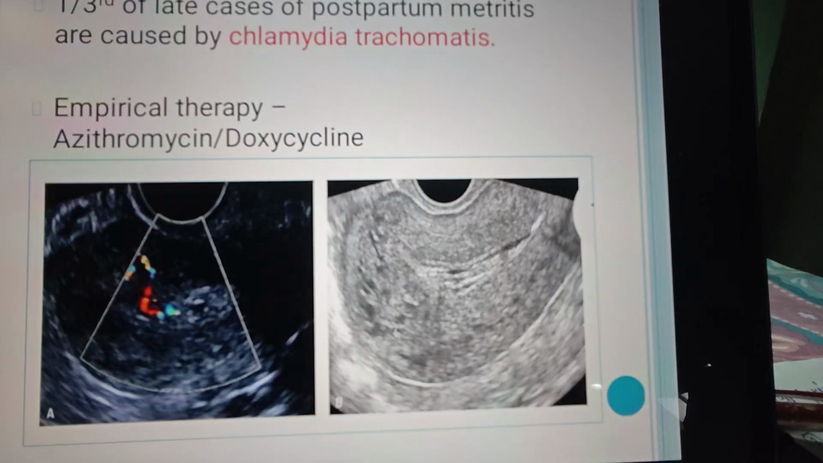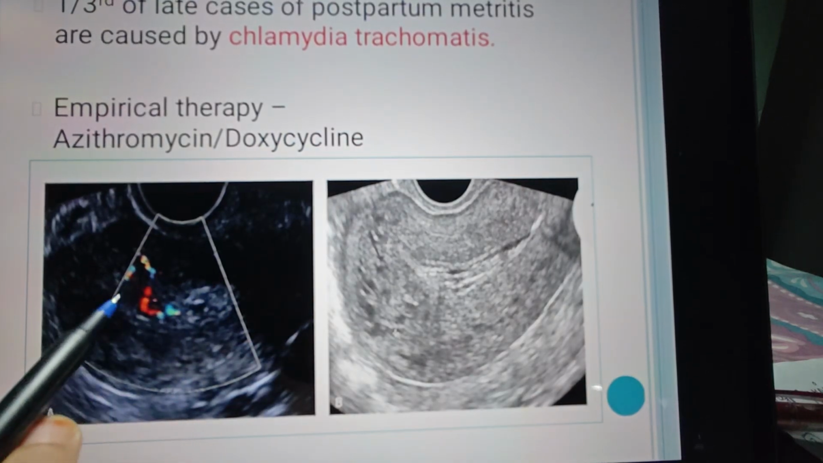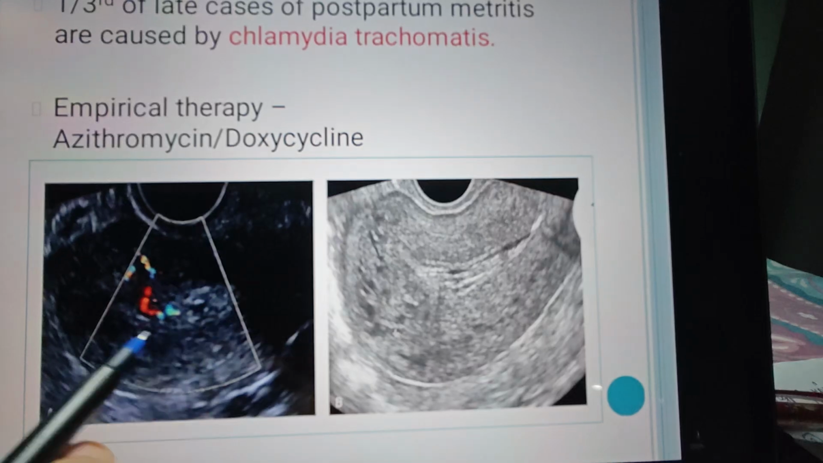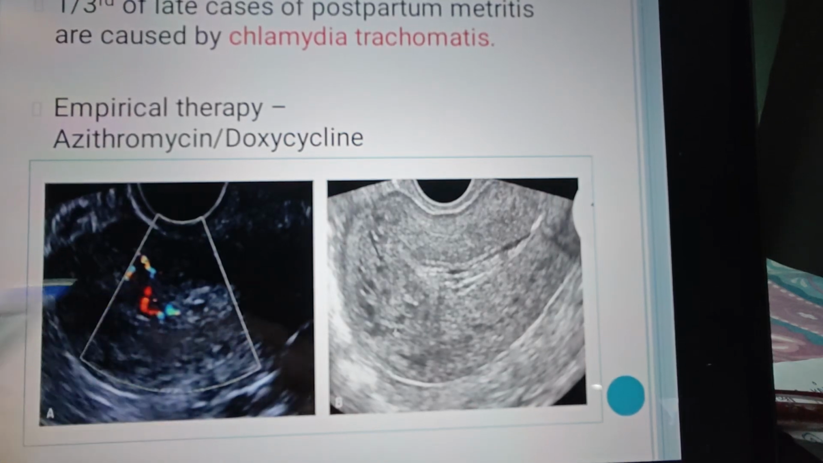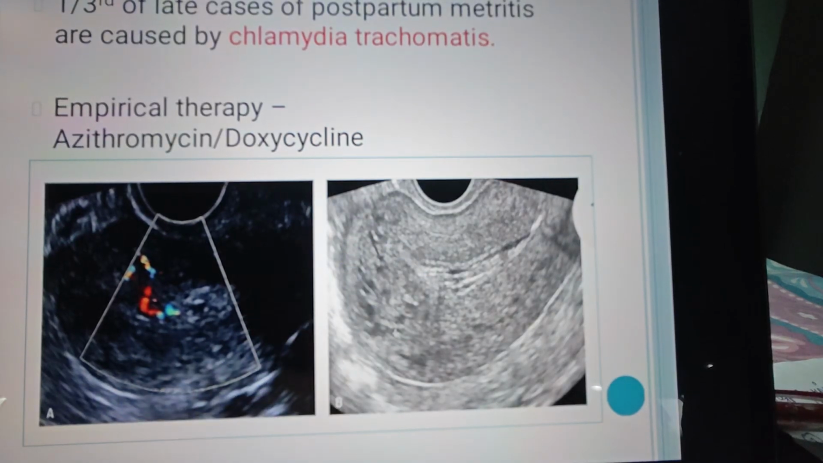So in this USG image, can you see the vascularity, and there is a collection of some products of conception. So this is RPOCs with vascularity, and here the endometrial thickness is increased with collection. So these images suggest RPOCs or uterine subinvolution.